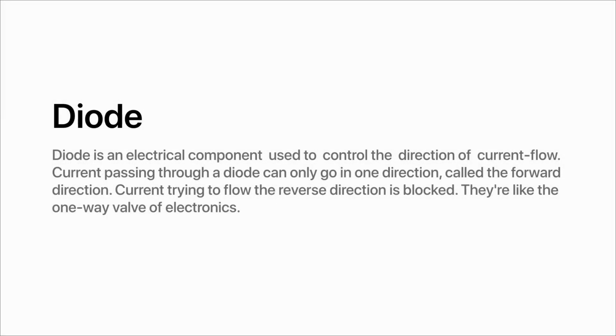Let's begin with diodes. A diode is an electrical component which is used to control the direction of current flow. Current passing through a diode can only go in one direction, called the forward direction. Current trying to flow in the reverse direction is blocked. They're like the one-way valve of electronics.